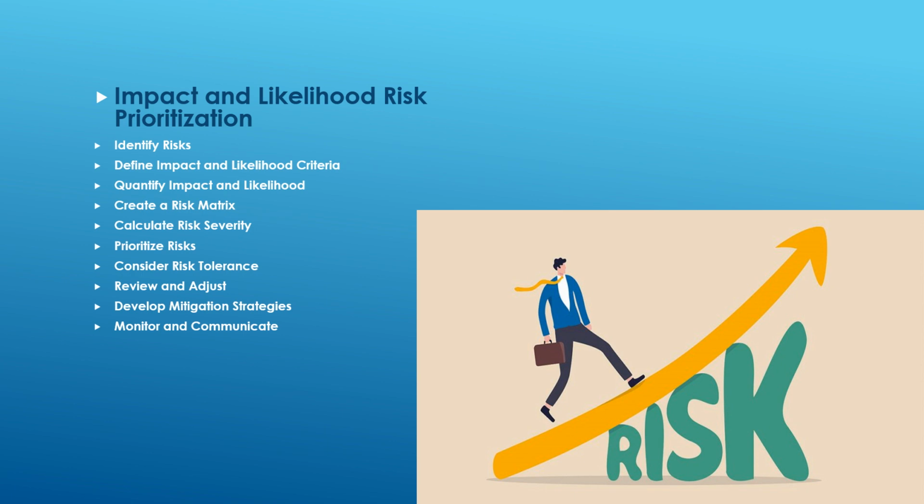Second, define impact and likelihood criteria. Now, clearly define the criteria for assessing the impact and likelihood of each identified risk. Impact refers to the magnitude of the consequences if the risk event occurs, while likelihood refers to the probability of the risk occurring.